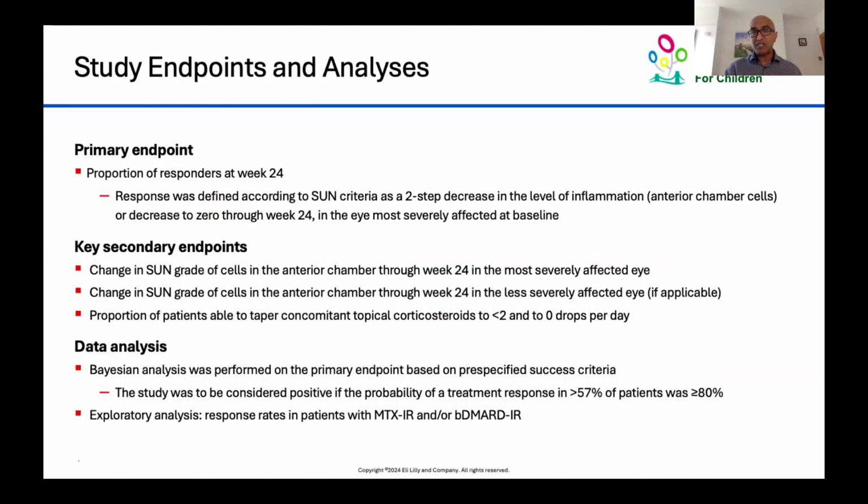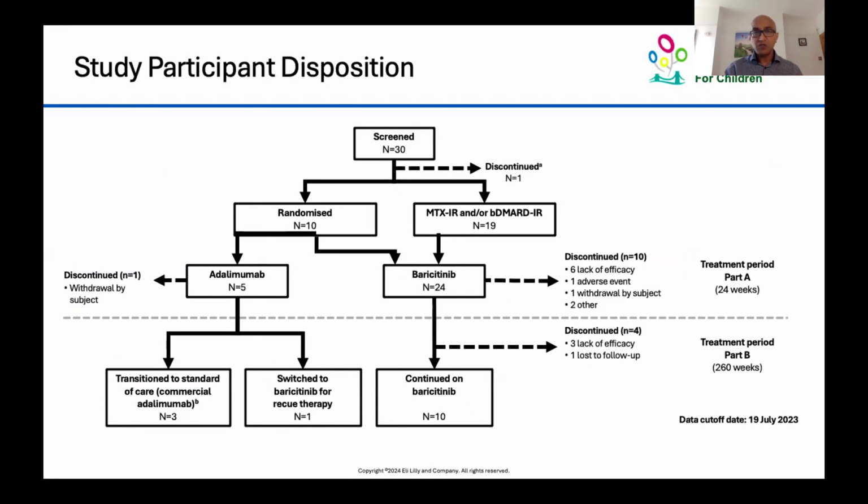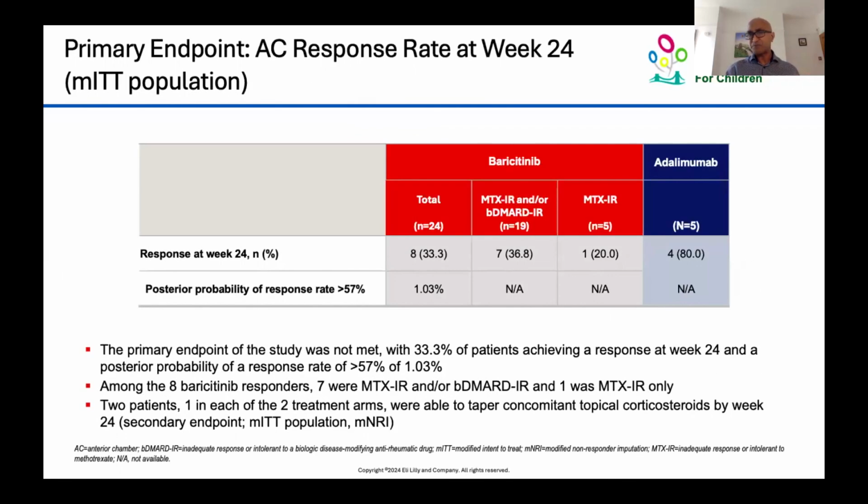And the primary endpoint was, again, a 2-step decrease in SUN. And of course, we used Bayesian analysis, which I won't go into because of the time restriction. So this is the patient disposition. We had a total of 19 patients who were both adalimumab and methotrexate refractory, as opposed to 5 patients in the adalimumab arm who were only methotrexate refractory and had not been exposed to anything else.